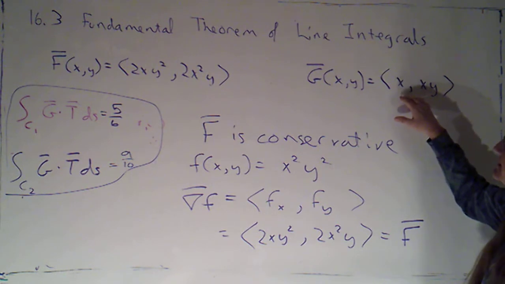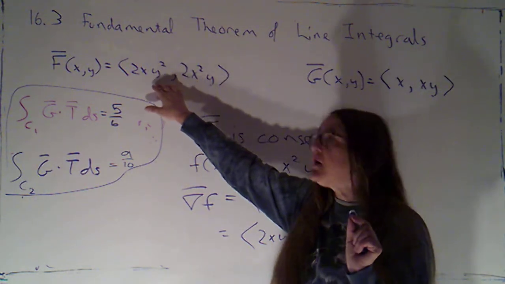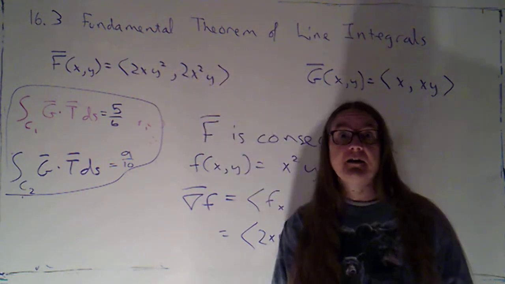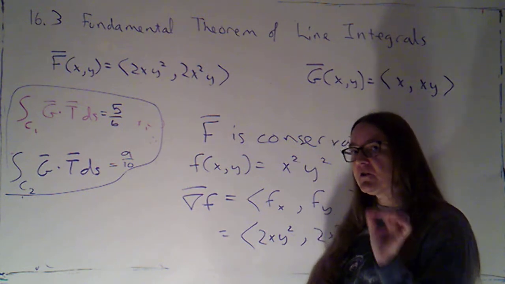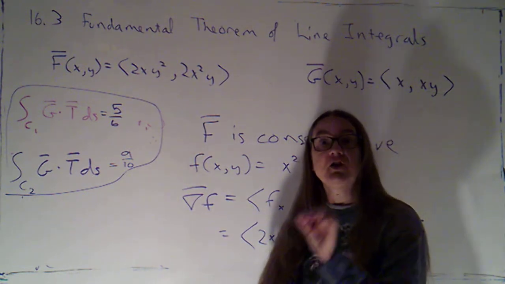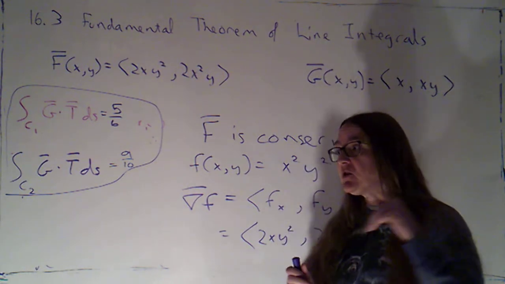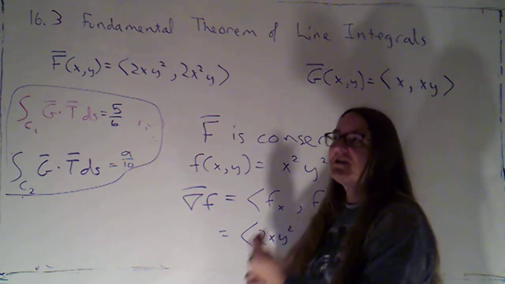But that's the significance here. F was conservative, and in the next video we'll actually state the fundamental theorem of line integrals, which essentially says if you do a work integral with a conservative vector field, the result is independent of path. You're going to get the same answer regardless of which path you take to get from your starting point to your ending point.